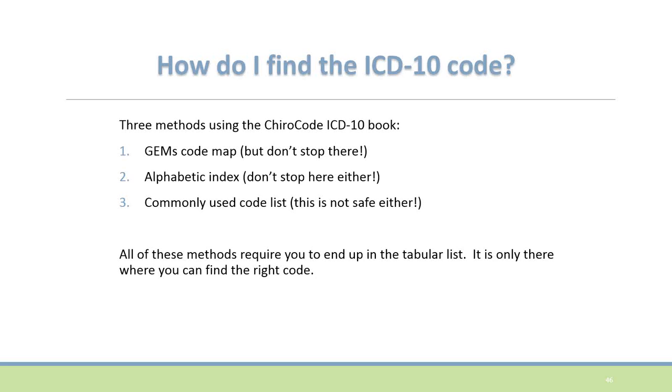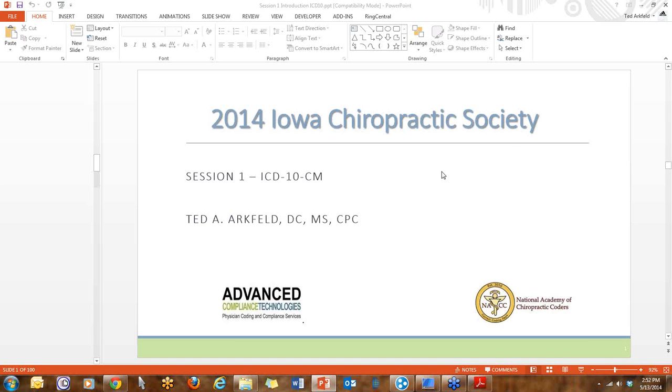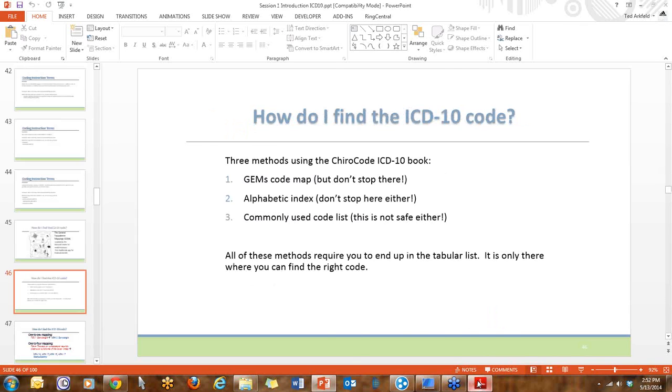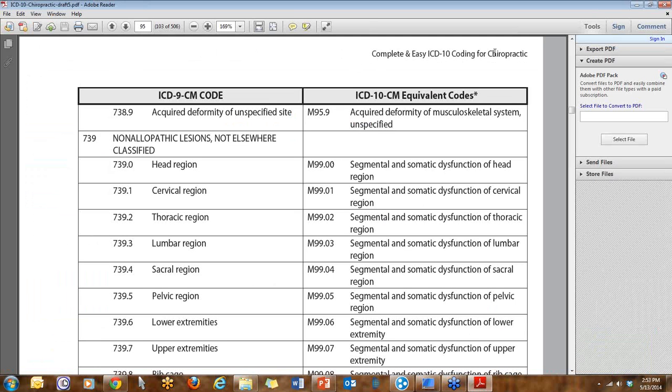Now there are some one-to-ones that you would use. Let me show you this real quickly. This is the actual ICD-10 complete for chiropractic. And they have a whole database at the beginning of the book with our ICD-9 codes right here. So we go to 739.1 cervical region, you come over to the right, and you see M99.01, segmental dysfunction of the cervical region.